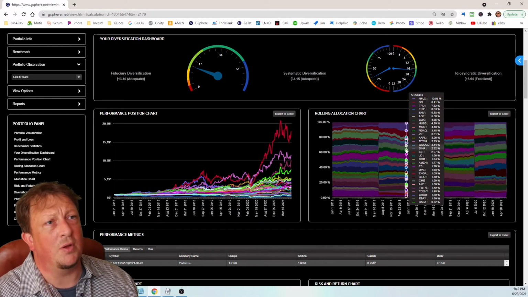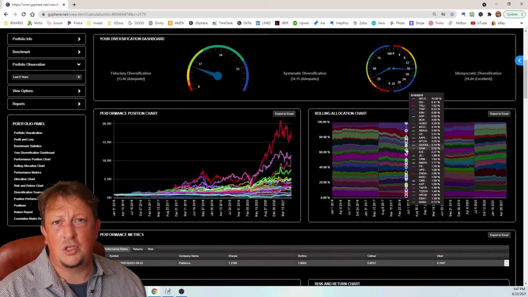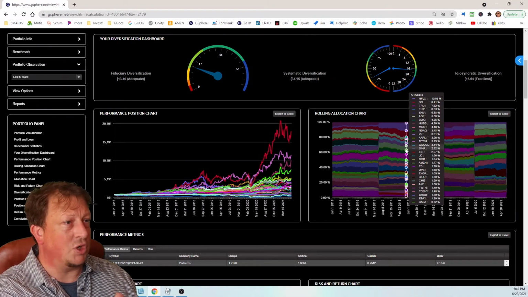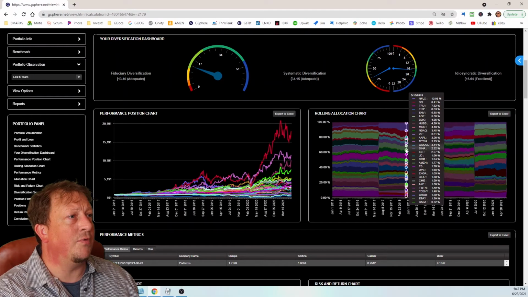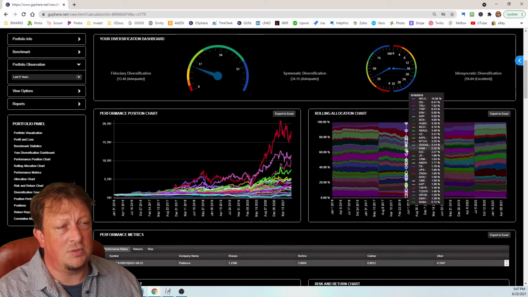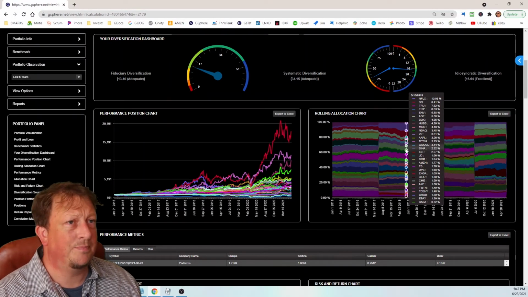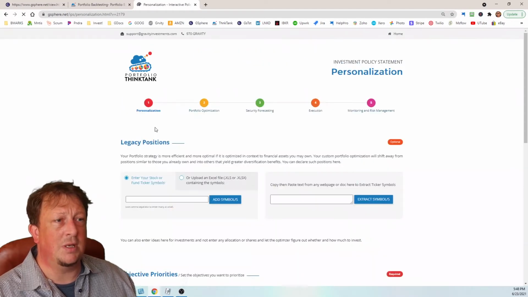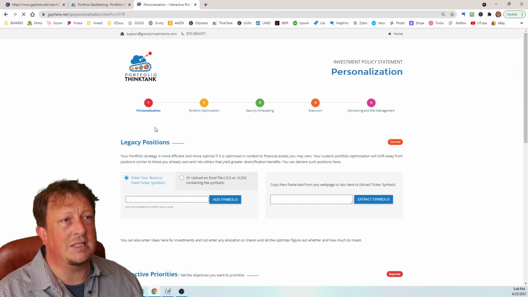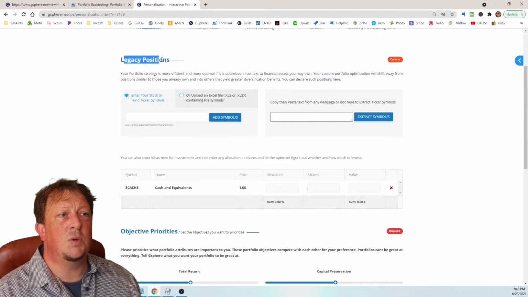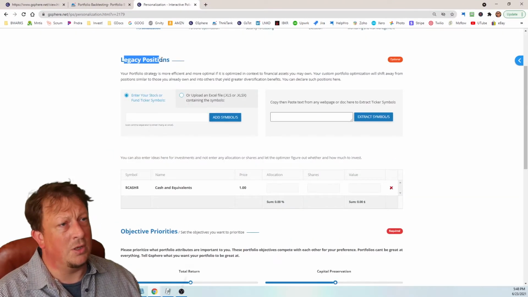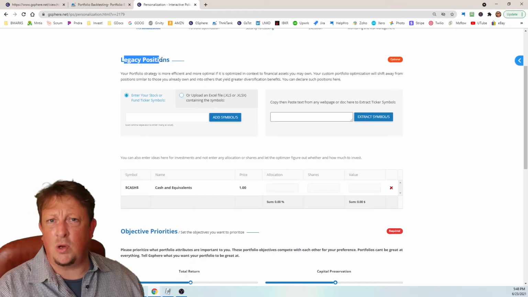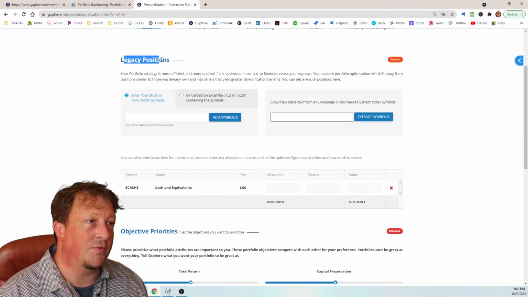I'm going to head to Portfolio Think Tank, and I'm just going to show you how you can bring up these metrics for yourself. If you're at Portfolio Think Tank, click to Design and Test Your Portfolio, and this is going to bring you into what we call the investment policy statement. And the first page of this investment policy statement, right off the bat here with legacy positions, gives you a chance to enter either your own stock ideas or your own portfolio or parts of your portfolio.